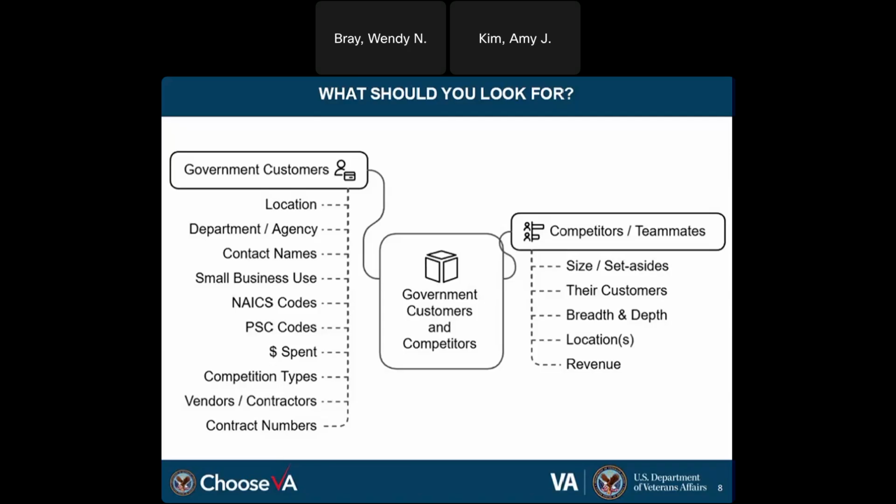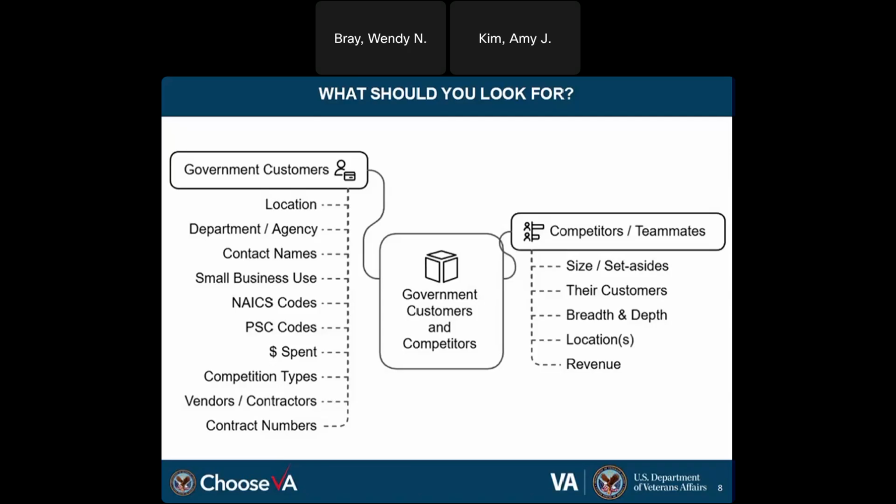And then you can use some of the other tools to look to see if VA is actually purchasing that service or good, and how much, like I mentioned before, for spending, and where, like I mentioned, for location. When it comes to your competitors, the location, size, and customers also matter.